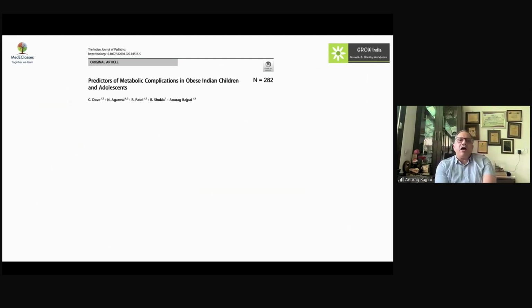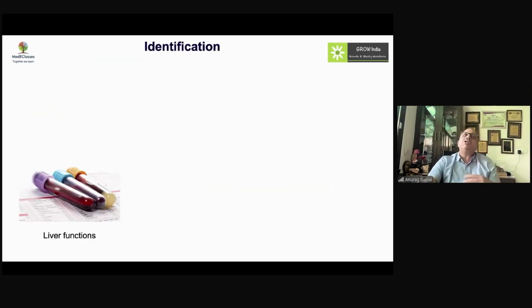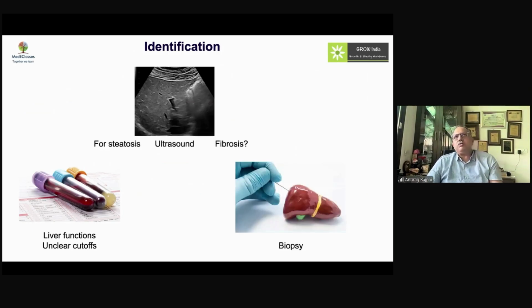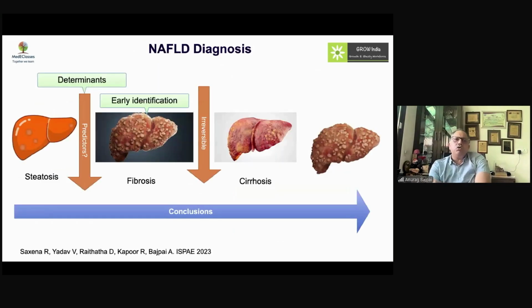Now, if we look at other complications, steatohepatitis is a major complication that we're looking at. And the key question is, how do we identify that? We can do liver function tests, but they are not really validated. The cutoffs are not clear. Ultrasound just picks up steatosis and not fibrosis in that regard. So what are the other options? We can't do biopsy in everybody. So transient elastography, and we have found this to be a good tool to identify. However, this is expensive. So what do we do?